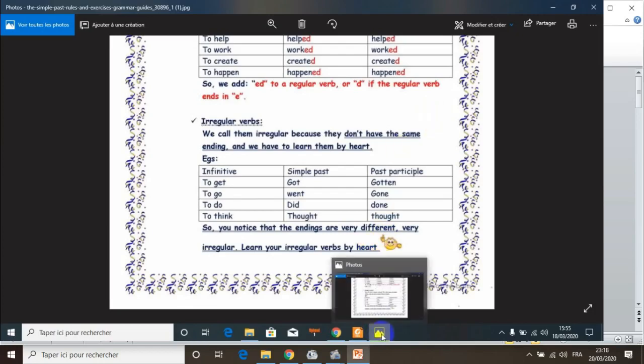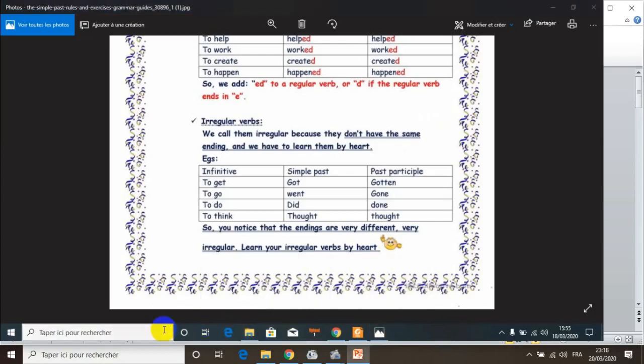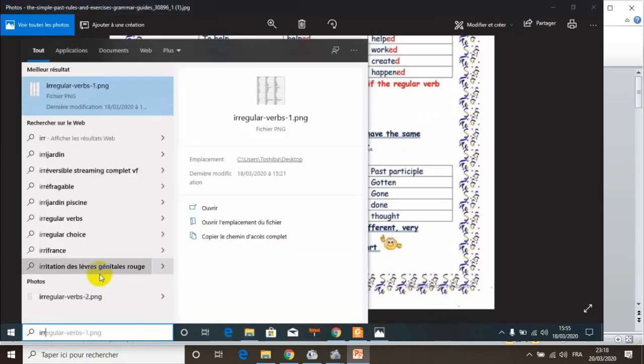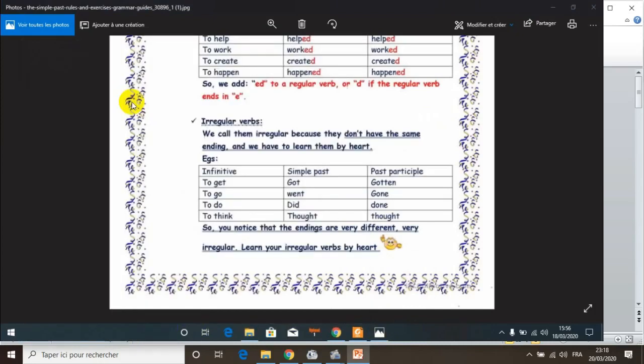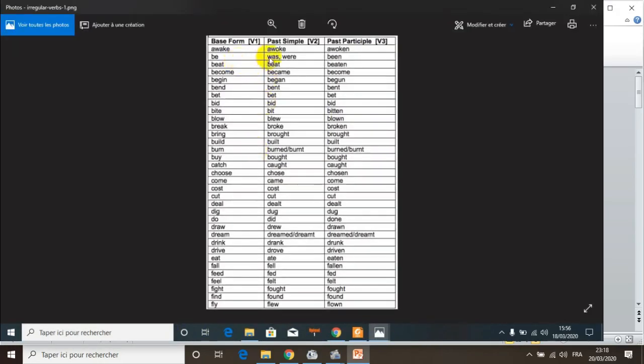Alright, let's see irregular verbs. I'll show you the example I will provide you with. Here I have this list. Awake, awoke, you see, base form. Base means infinitive form. Awake, awoke. Be, was and were. We studied this before. Beat, beat, no change. Become, became. Begin, begun. Bend, bent. Bet, bet. And so on and so forth. So you have to learn this list by heart.